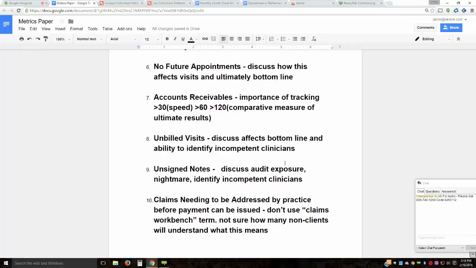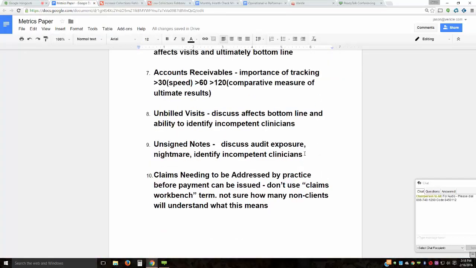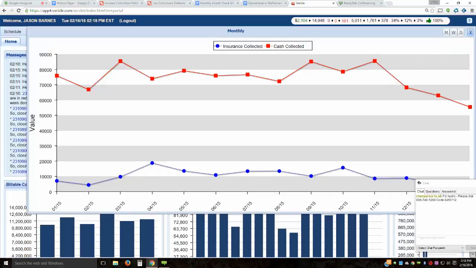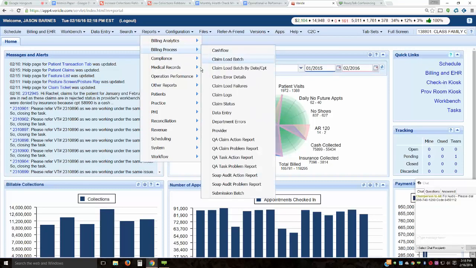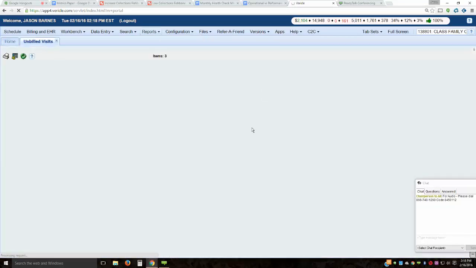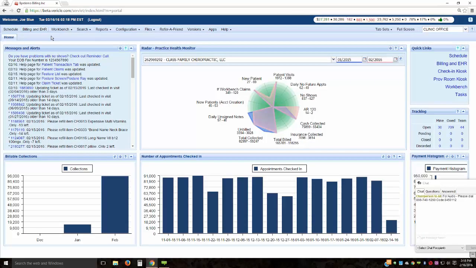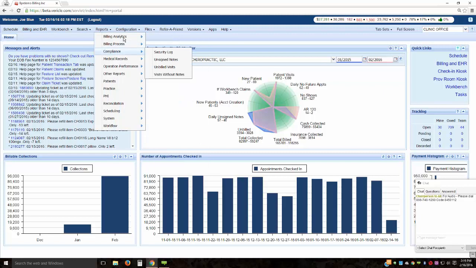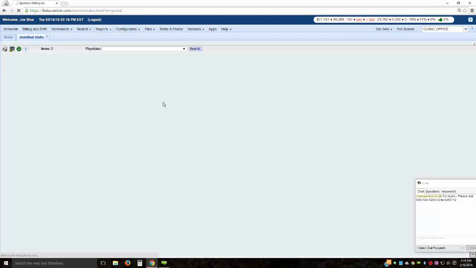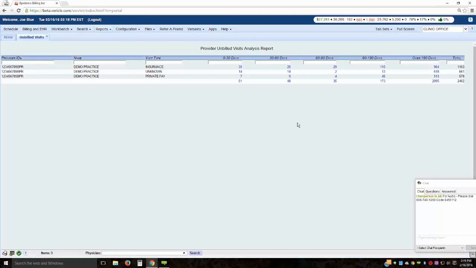Unbilled visits. In this particular case, I'll bring up an additional report here and I'll send this out. We put this under compliance. Unbilled visits for a practice. Well, in this particular case, I'll head over to my demo provider. It's going to give you a breakdown of unbilled visits in buckets: your 30-day bucket, your 30 to 60-day bucket, and different buckets, and it's going to give you your total.